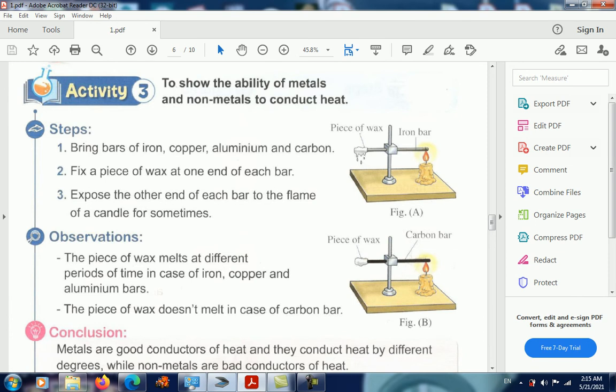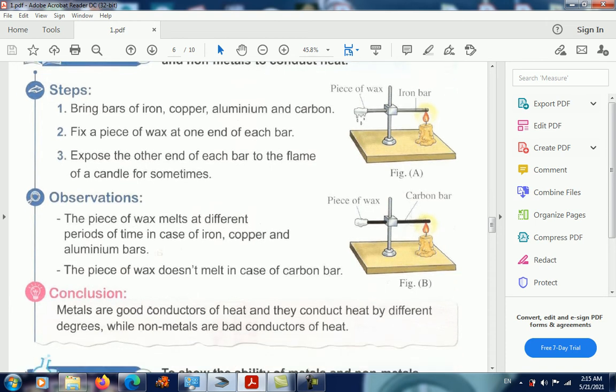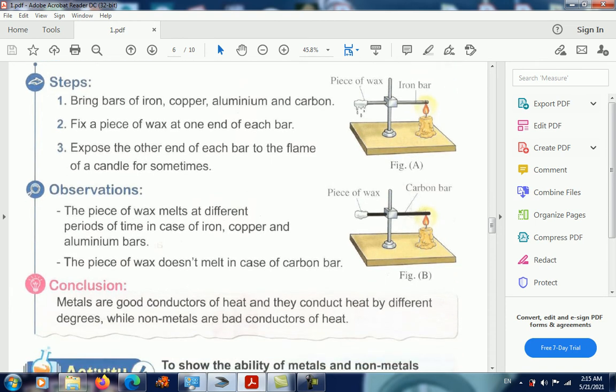And what about activity 3? To show the ability of metals and non-metals to conduct heat. So let's start with the steps. Bring bars of iron, copper, aluminium and carbon. Number 2, fix a piece of wax at one end of each bar. Expose the other end of each bar to the flame of a candle for some time, which is in figure A.